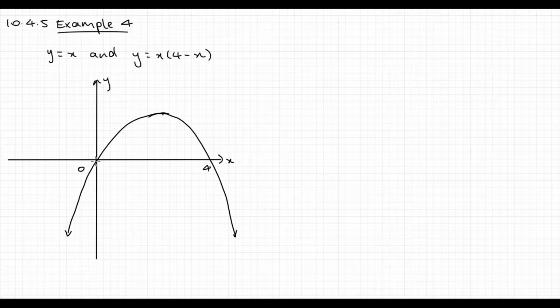So we know that the x-intercepts are at 0 and 4, so the axis of symmetry in this case is going to be x equals 2. Which means that at this point, when x equals 2, our y value is given by 2 times 4 minus 2, so the y value of the vertex is 4.